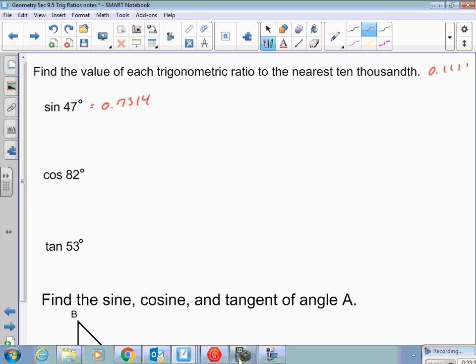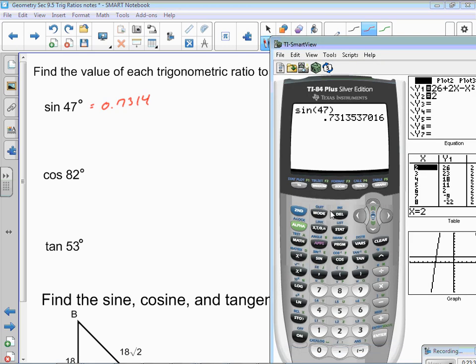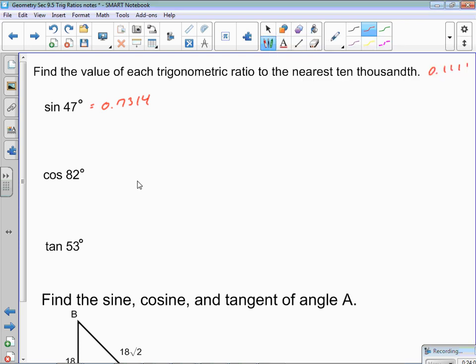So the next one, cosine of 82. So the cosine button, 82 degrees. If you're in a scientific calculator, sometimes you have to put the degree measure and then hit the cosine or sine button. So cosine of 82, hit enter, and 0.13917. So look to the right of the 1, it's a 7, so we're going to round up. 0.1392.